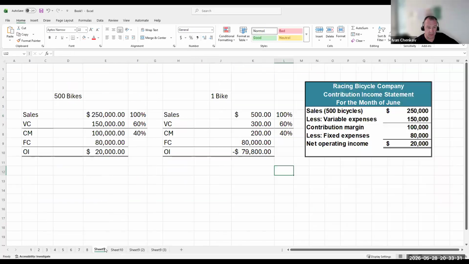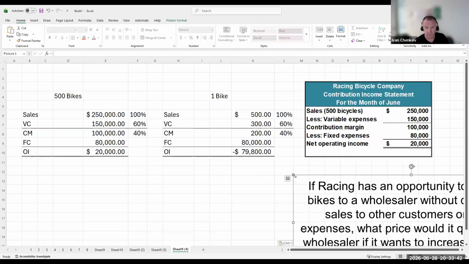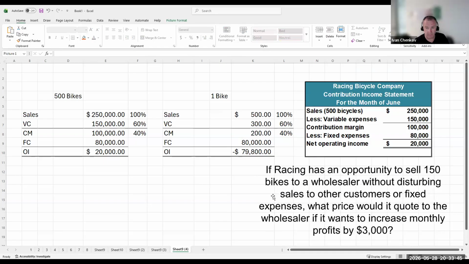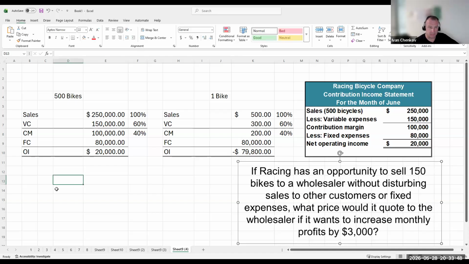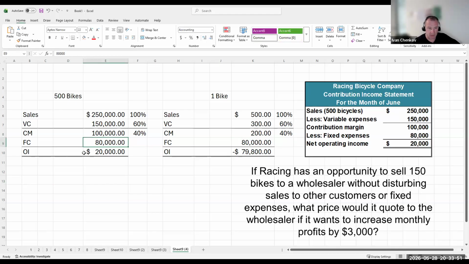I'm going to grab the original scenario, which will be this one. And I'm going to pose the question here. So what's happening in this case? I am where I am. My fixed cost is not going to be affected. My sales price per unit for the other customers is going to stay the same. Somebody comes and says, can you sell me 150 bikes? And I want, instead of 20,000, to make it 23,000. So I want $3,000 only.